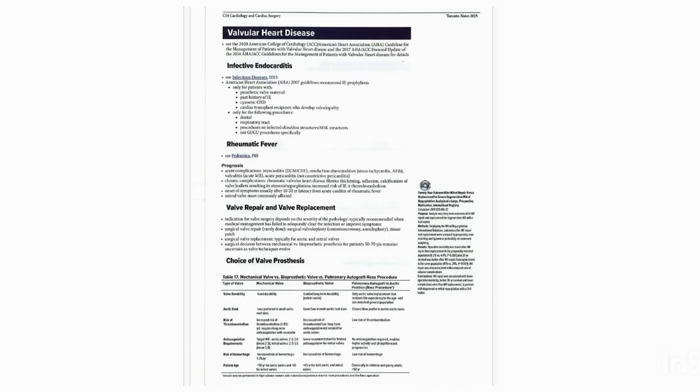To summarize this page, IE prophylaxis is reserved for high-risk patients undergoing specific high-risk procedures. Mitral valve disease is the most common chronic manifestation of rheumatic fever. Surgical intervention is indicated when severe valve disease causes symptoms or when medical therapy is insufficient. Valve repair is preferred whenever anatomically possible.